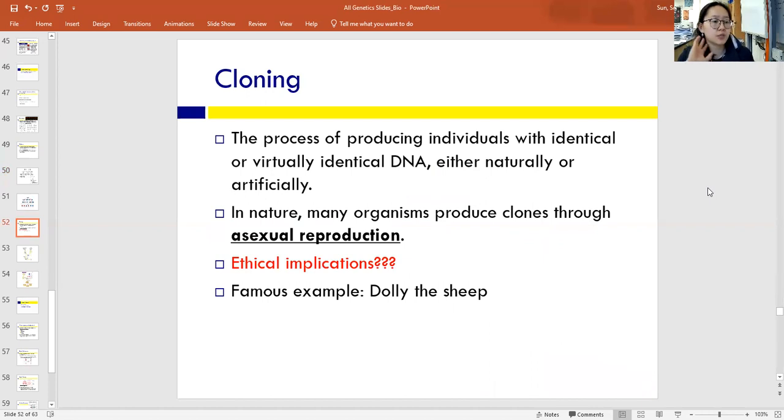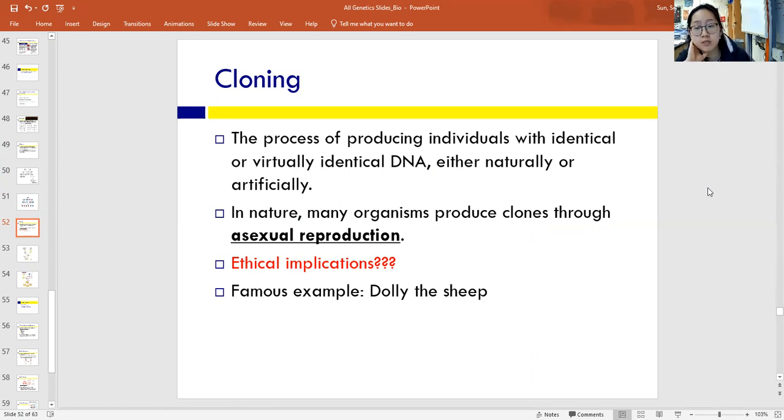Okay, and the last one we're going to talk about is cloning. We've actually talked about cloning kind of in vague definition before. So cloning is the process of producing individuals with identical or virtually identical DNA. Either it can be done naturally or artificially. So basically using another organism to produce a specific organism that you use the genes from, or using a test tube or a simulated environment to raise and develop an embryo.